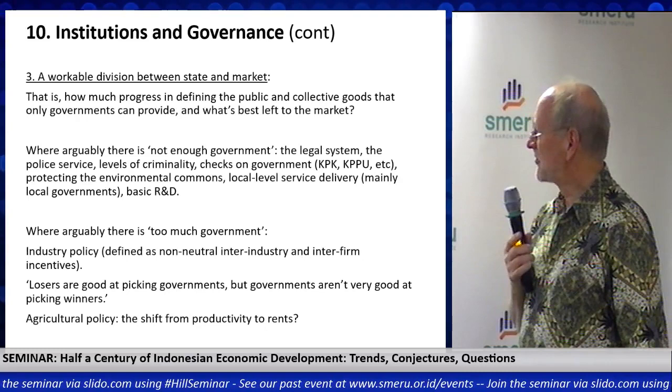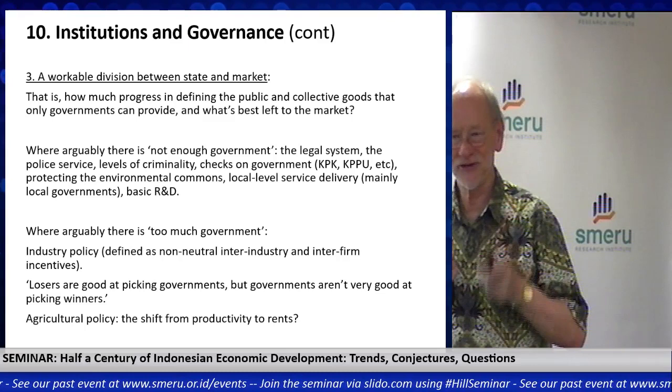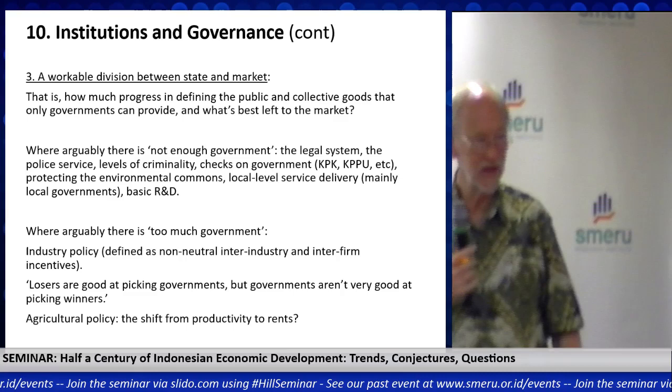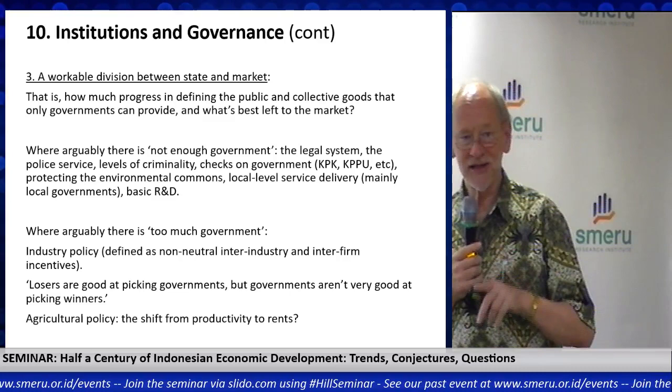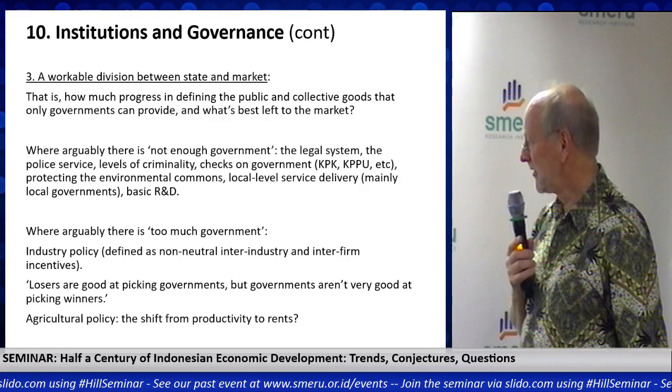A final one is just working out the division between state and market. What does the state have to do? I mean, at least provide directly or orchestrate its provision. So things like the legal system, police service, and so on. And what things are best left to the market? So if you look at Indonesia, like almost every country in the world, in some areas you see not enough government, in some areas you see too much government. So I give some examples of where I think for Indonesia the challenges lie.